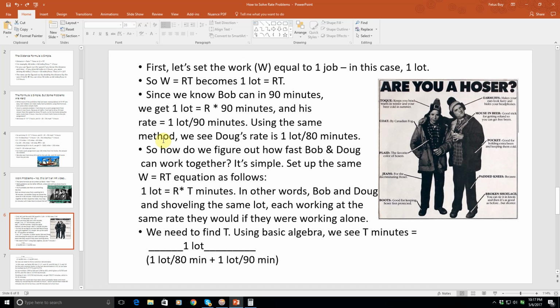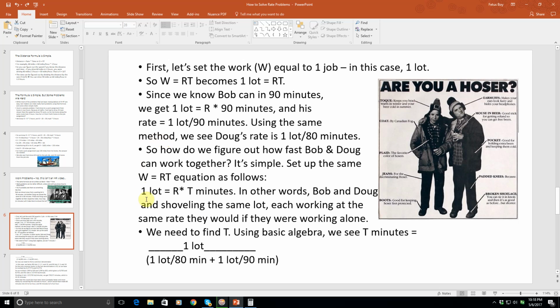So how do we figure out how fast Bob and Doug can work together? It's actually pretty simple. Set up the same work equals rate times time equation as follows. One lot equals the rate times t minutes. In other words, Bob and Doug shoveling the same lot, each working at the same rate they would if they were working alone. So it would be one lot equals Doug's rate plus Bob's rate times t minutes.